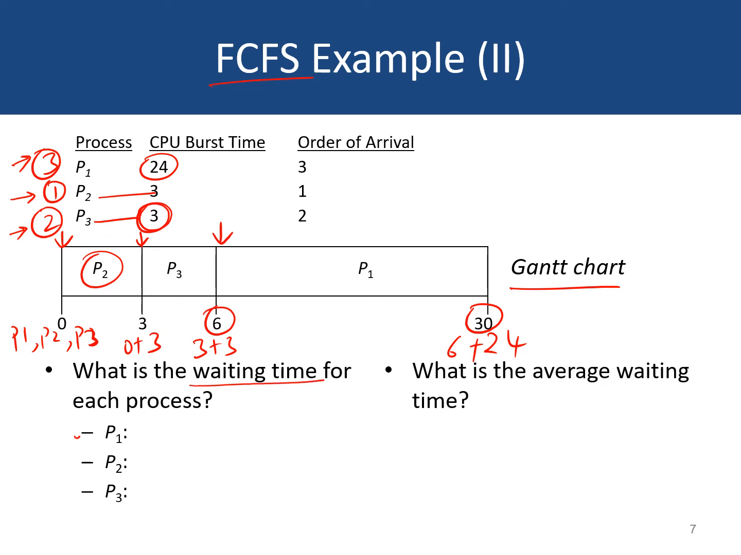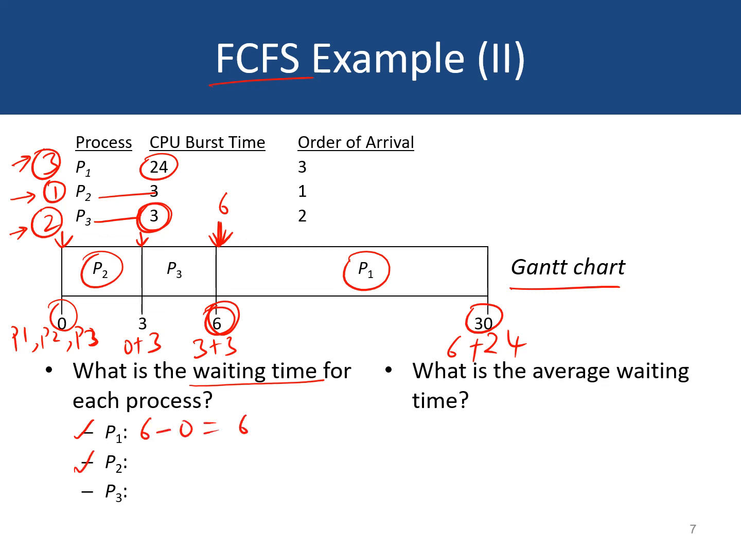So let's start with process P1. Note that it entered the system at time 0 because all three processes entered at time 0, but it began execution on the CPU at time 6. This is where process P1 started executing, at time 6. So process P1 had to wait 6 minus 0, which is 6 milliseconds.